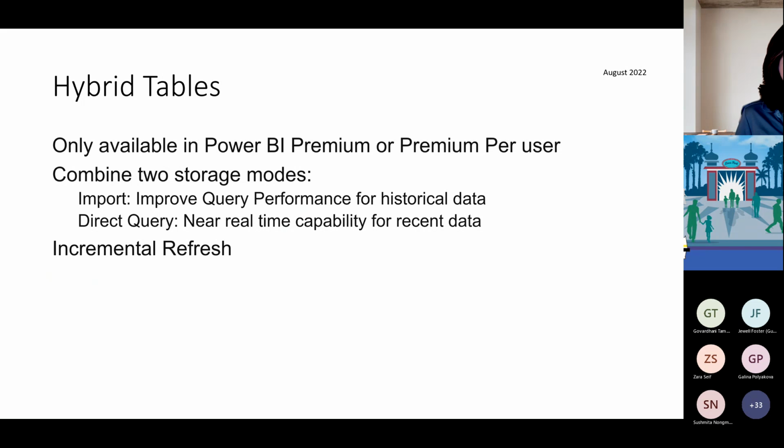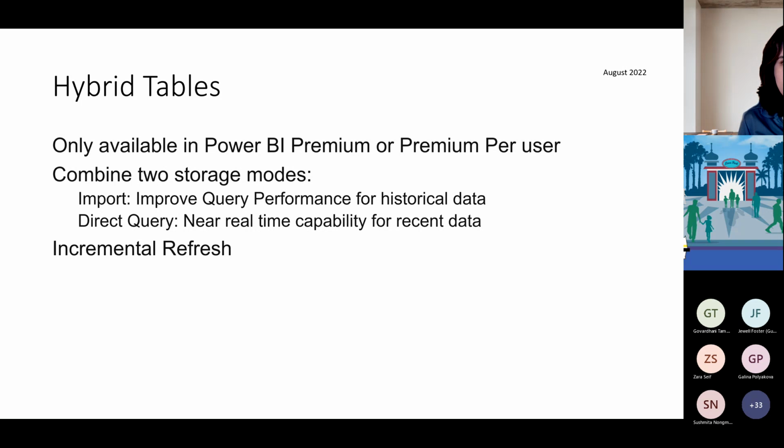So first of all, hybrid tables are available only in Power BI Premium or Premium per user capacities. Incremental refresh is available if you have only Pro and you're working with a shared workspace. But the hybrid option, which is the last part of it that you can enable, is only for Power BI Premium or Premium per user. I am using Premium per user to show you the demos.